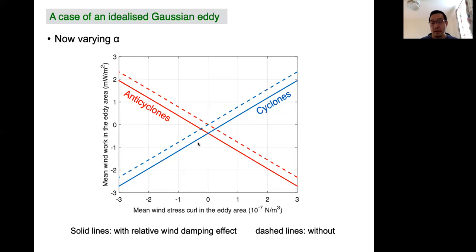Okay, and another thing we notice is that when we use relative wind stress, those straight lines, they're shifted downward towards the negative side of wind work.